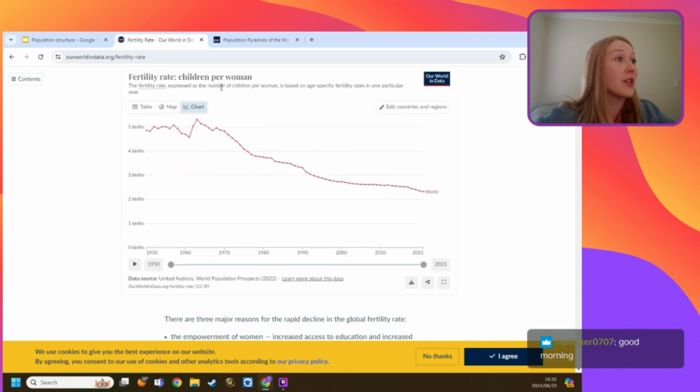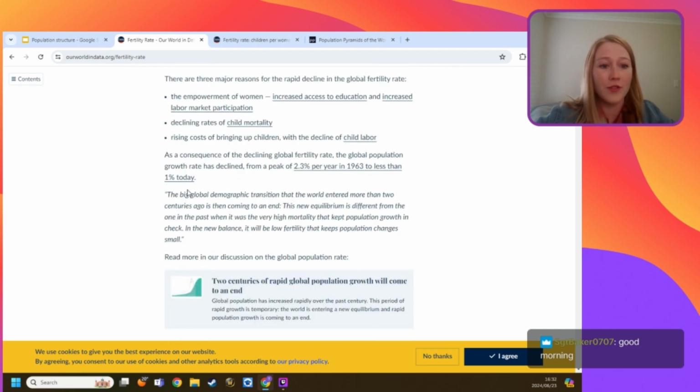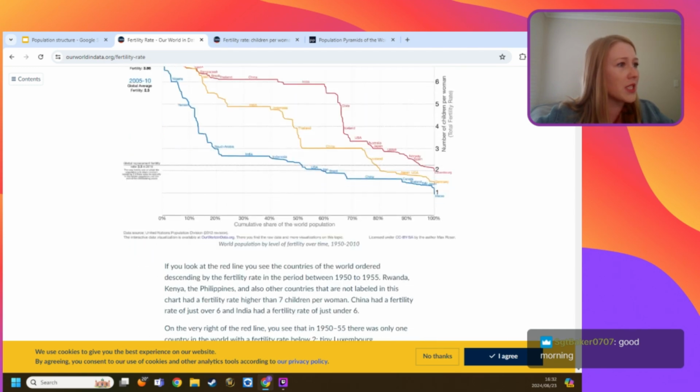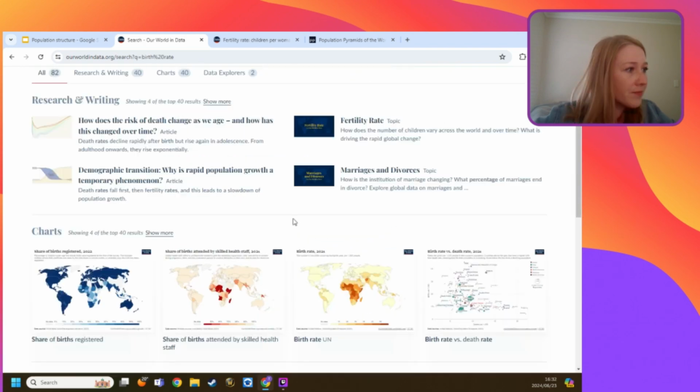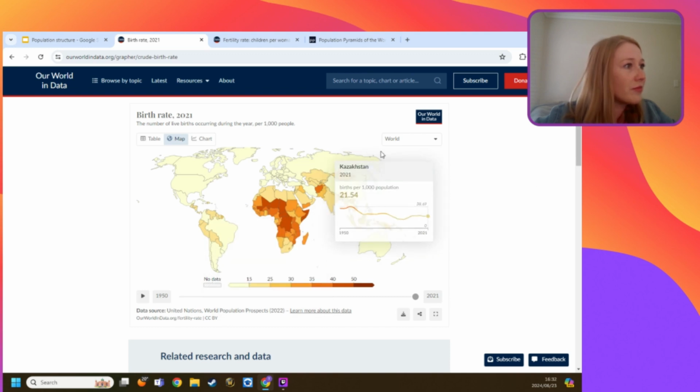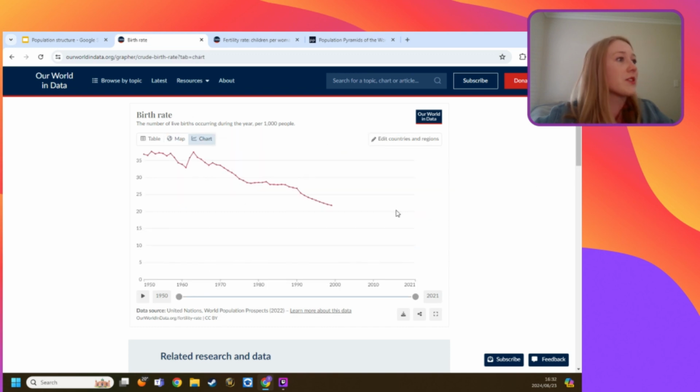Okay, here we go. We've got fertility rate. So let's just open that graph. And then I want to find birth rate. There we go. Just open it as a chart first.